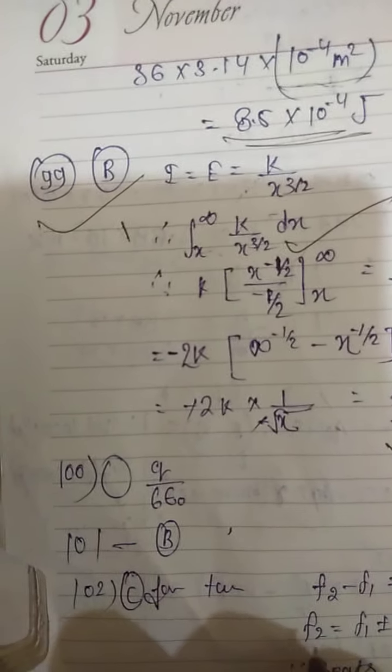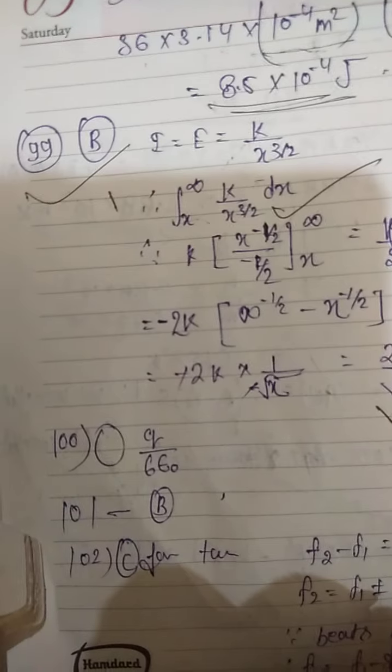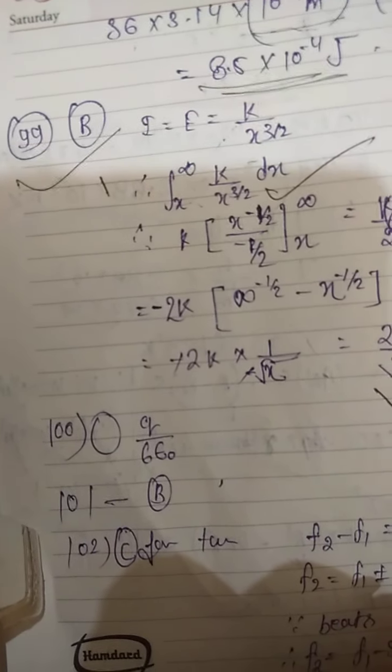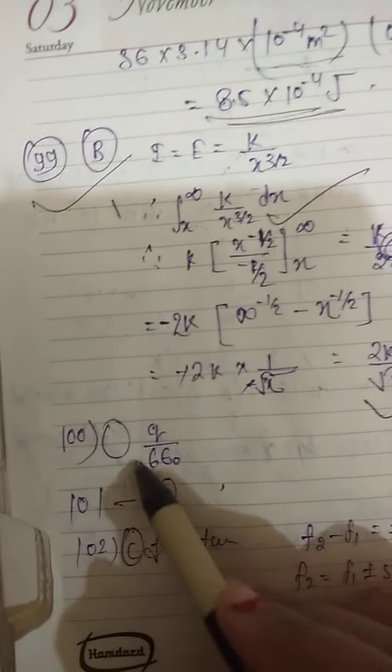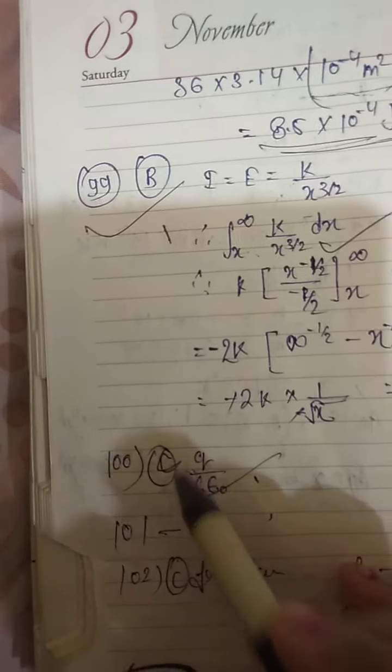Question number 100. Directly asked question. The flux of the electric field strength through each of the faces of a closed cube of side length L, if a charge q is placed at its center, is q upon 6 epsilon naught. This is the directly asked question. So its correct option will be C.